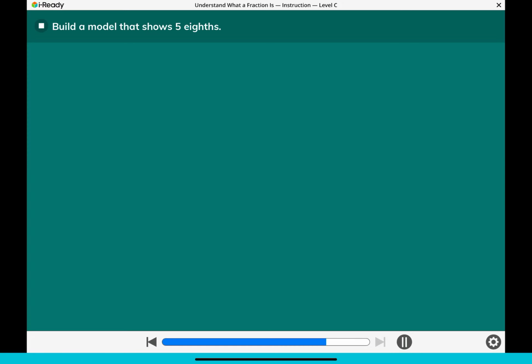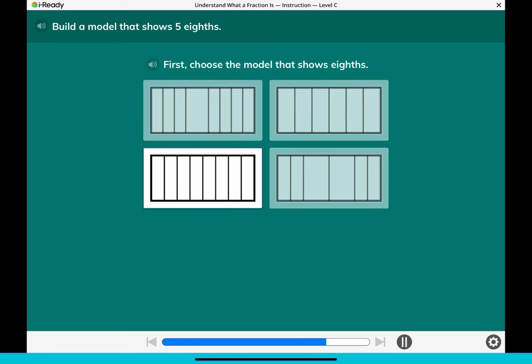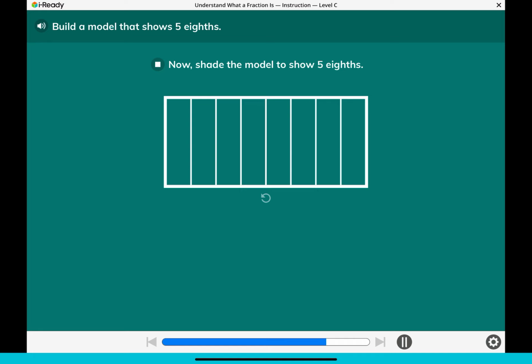Build a model that shows 5/8. First, choose the model that shows eighths. Now, shade the model to show 5/8. Good job! You built a model that shows 5/8.